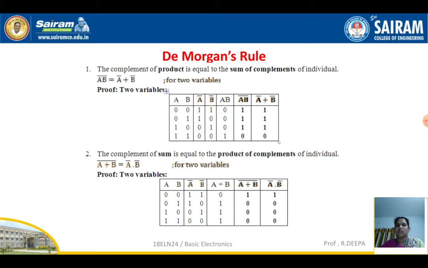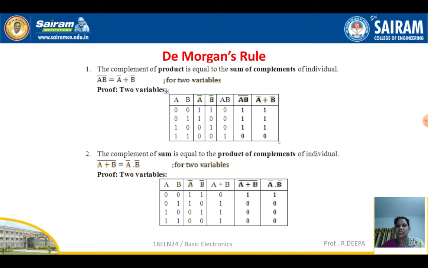There are two De Morgan's rules. The first rule is that the complement of a product is equal to the sum of the complements of the individuals, that is, a into b whole bar is equal to a bar plus b bar for any two variables a and b. So you can prove it.